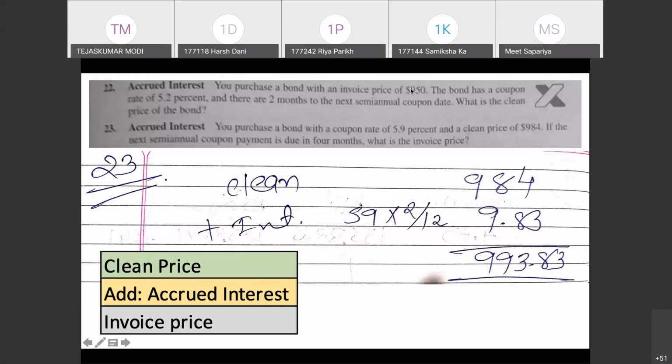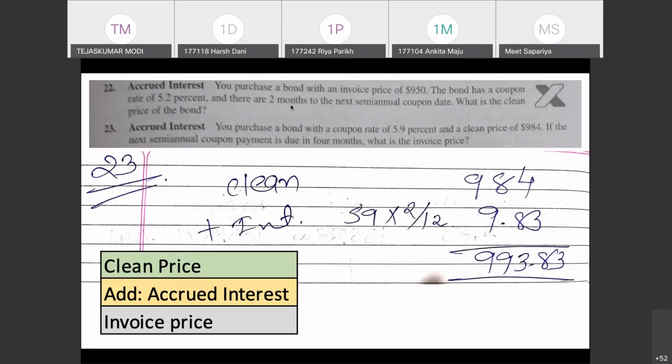Yes. How 2 months in question 22? Because see, in question 22, there are 2 months to the next semi-annual coupon. Are you asking about 22nd or 23rd, beta? Ankita? 22nd, sir. 22nd, right? So you see, in 22nd, there are 2 months to the next coupon date, right?